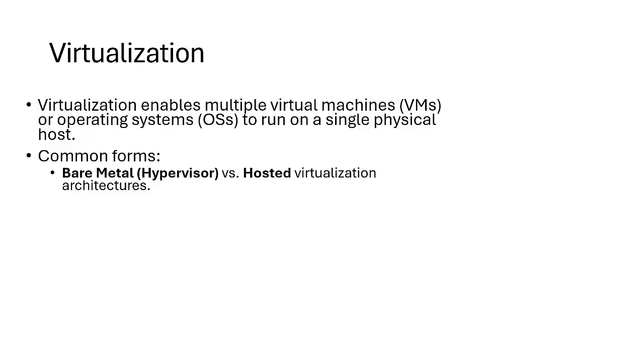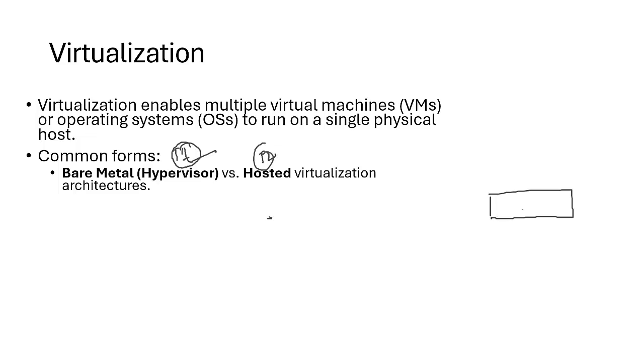We have a hypervisor and we have a hosted one. The hypervisor is called Type 1, and the hosted one is called Type 2. Always remember Type 1 is more secure. I will tell you why.